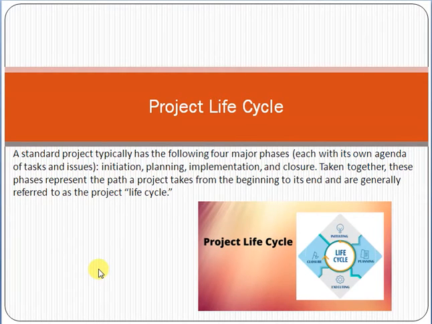Today we'll discuss a topic: project life cycle. Friends, today's topic is very interesting and it is a very basic concept of project management, and we have taken this topic from PMBOK. So friends, let's start.